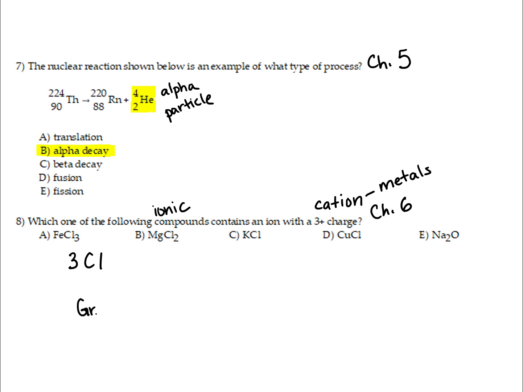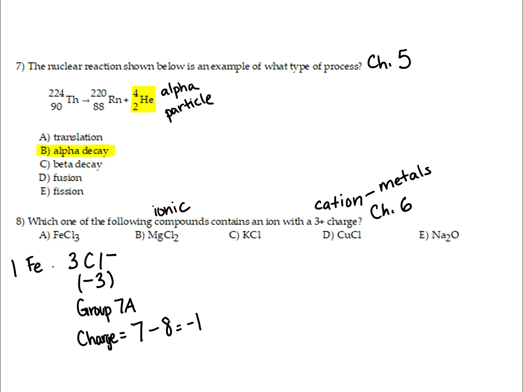Chlorine is in group 7A, which means that its charge is going to be the group number 7 minus 8, which gives you -1. If I have 3 chlorine ions, or chloride ions, excuse me, then I've got -3 as my charge here.